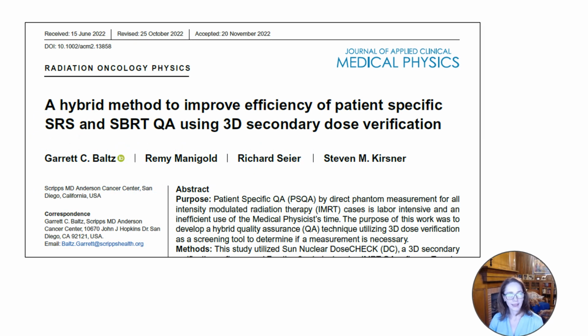Our publication today is a hybrid method to improve efficiency of patient-specific SRS and SBRT QA. This publication is out of Scripps, MD Anderson. And thank you to Garrett Baltz and Steve Kirshner for answering questions about this publication.